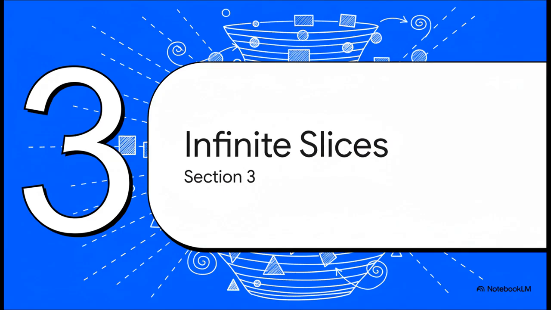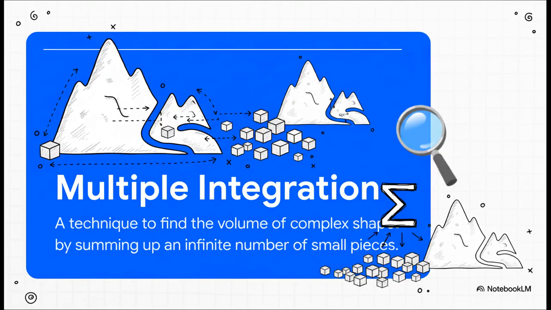It's an amazing way to wrap your head around a really big idea in math. Now, the official fancy name for this is multiple integration. I know, sounds scary, but don't tune out. The idea behind it is actually super simple. It's like this. If you have a giant, weirdly shaped object you can't measure, what do you do? Well, you just break it down into a ton of tiny, simple pieces that you can measure, and then you just add them all back up.